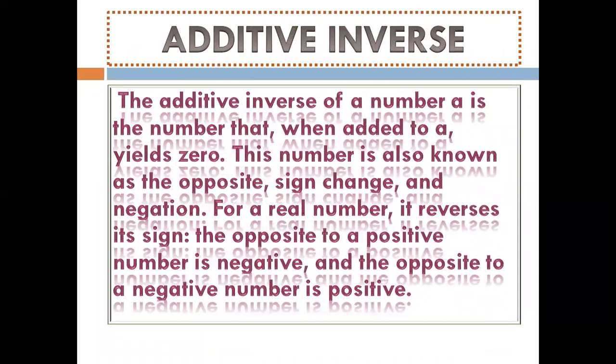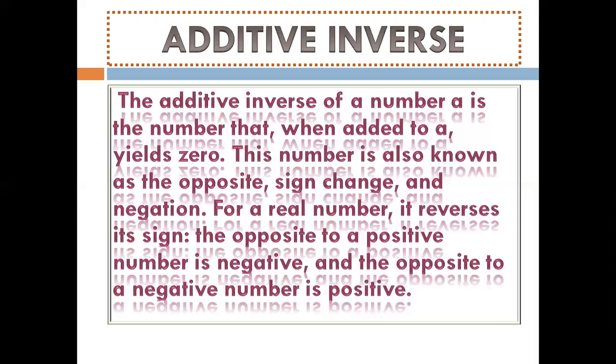Additive inverse. The additive inverse of the number a is the number that when added to a yields 0. This number is also known as the negation of a real number. It reverses its sign. The opposite of a positive number is negative, and the opposite of a negative number is positive. Additive inverse means that when you add two numbers, you get 0. It means that if we have the same numbers but the signs are opposite, when we add them, we get 0, or we get the additive identity.